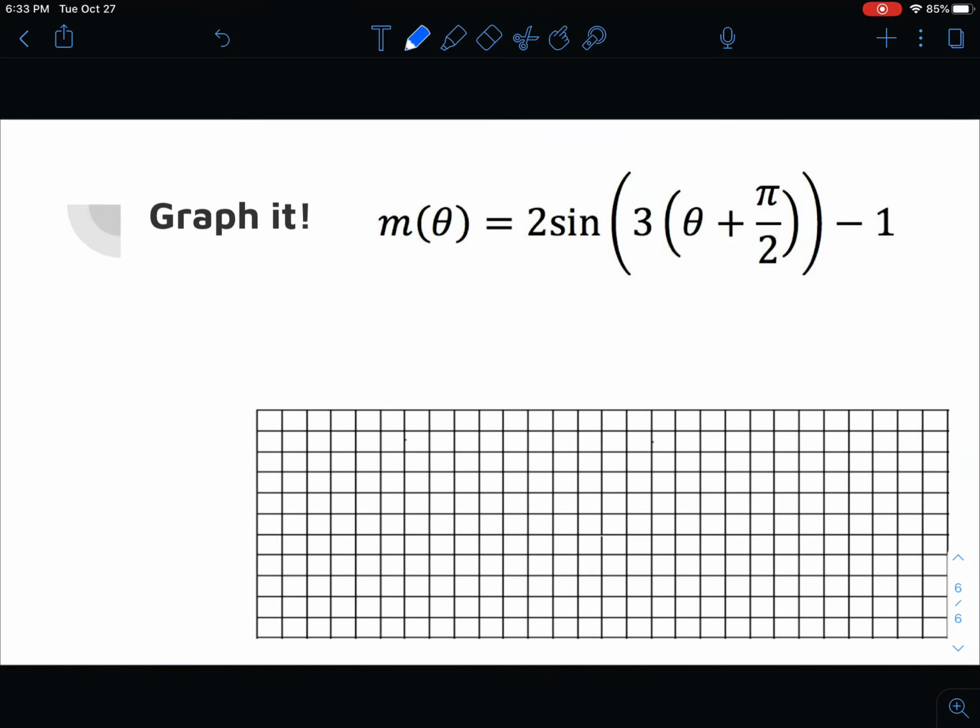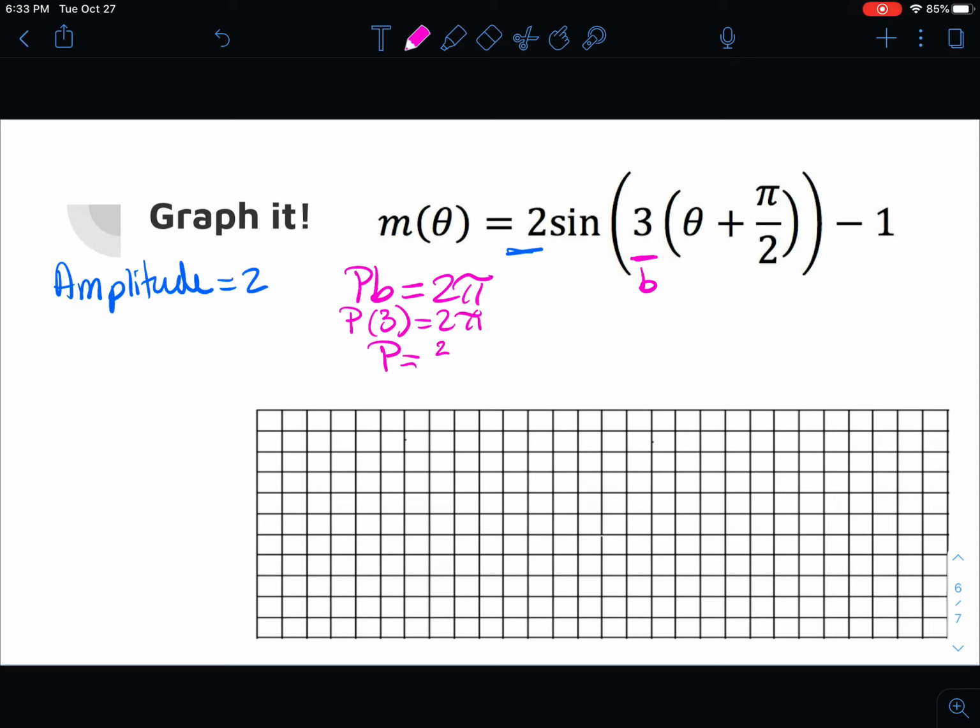The only thing I didn't put in here is the reflection, but we just did that. So this is going to have an amplitude equal to 2, and that's from this. This is our B value, so I'm going to say the period times B is equal to 2 pi. I'm going to put the B in, so period times 3 equals 2 pi. Oh, this is even a little messier than I thought it was going to be. Perfect. The period is 2/3 pi.